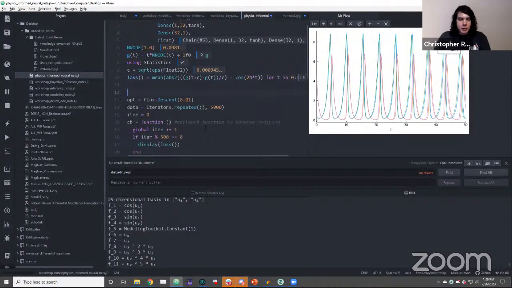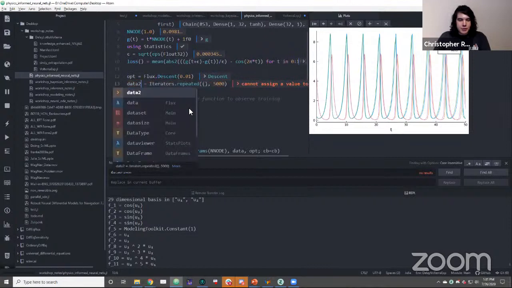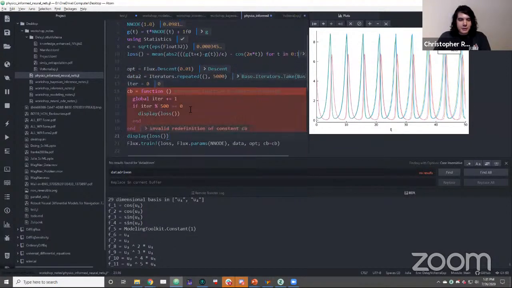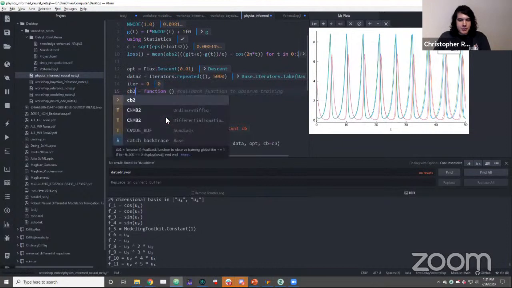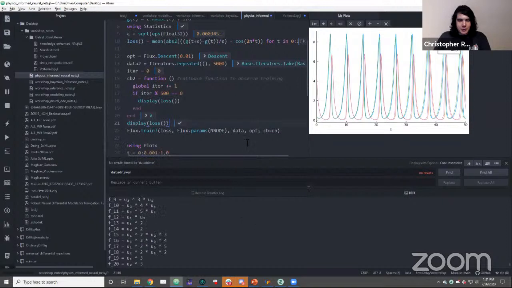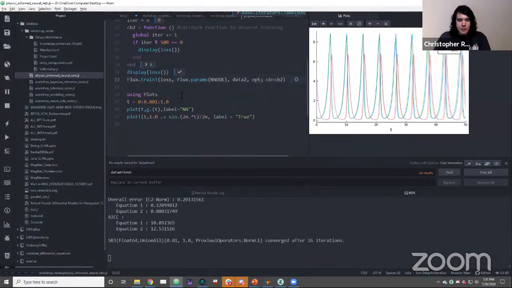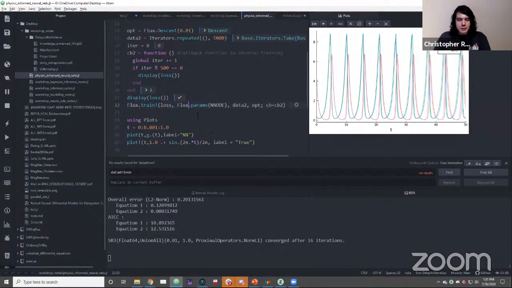Right, so now what I want to do is optimize. I don't know what I already assigned to data, so let me do this a bit. Now what I want to do is optimize the coefficients of my neural network such that this relationship holds. And then I want to plot the solution.